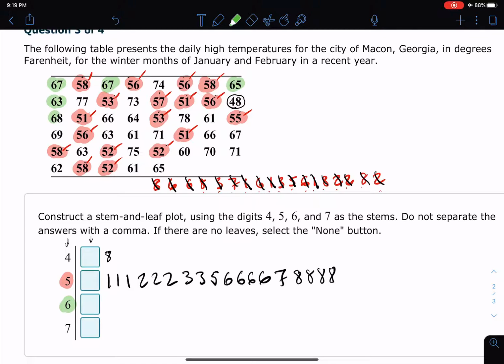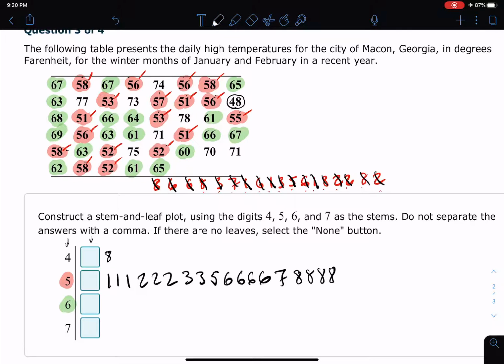And then we've got a 68, a 66, a 64, and a 61. Then we've got a 69, a 63, and a 66. Whoops, 61. Almost messed that up. Let me just double-check them there. Okay, next row, 63, 60. Okay, and then we've got a 62, a 61, and a 65.